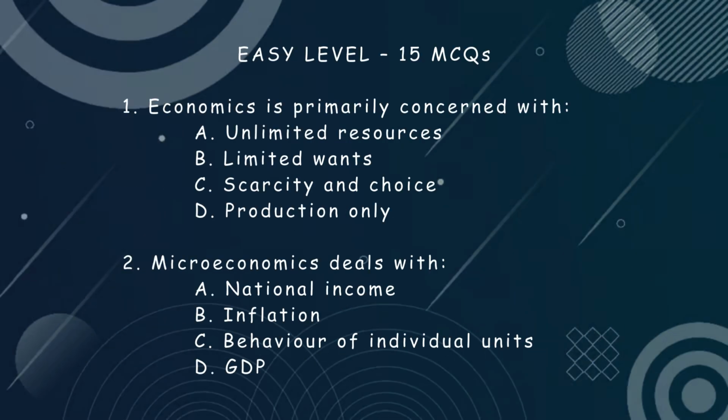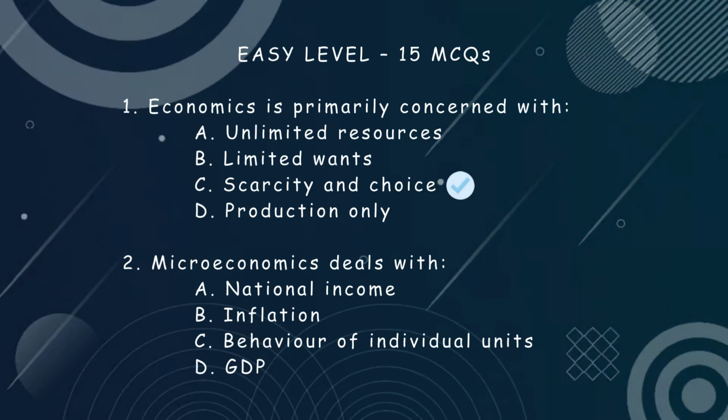Easy Level 15 MCQs. Question number 1. Economics is primarily concerned with A. Unlimited resources. B. Limited wants. C. Scarcity and choice. D. Production only. Answer: C. Scarcity and choice.